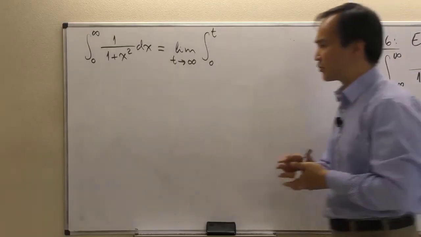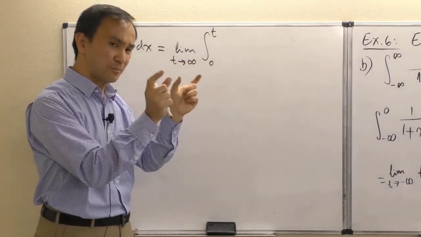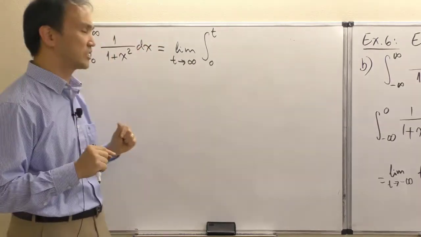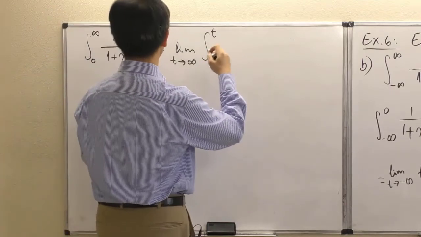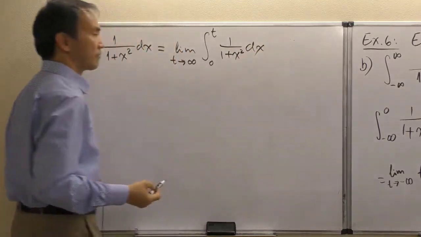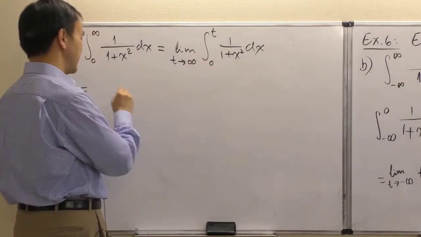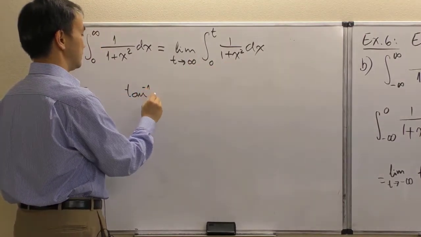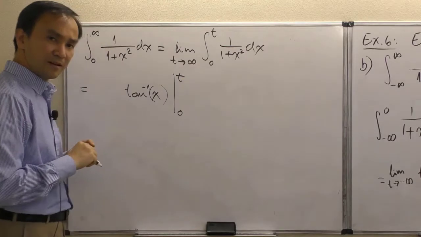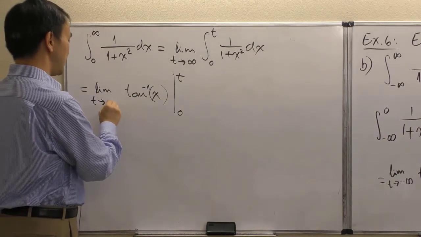That's why I'm encouraging people not to do these two separate improper integrals in the same step, because it could be dangerous. Using the same t can be seriously misleading. So it's a separate problem here, 1 over 1 plus x squared. The antiderivative is going to be tangent inverse of x. I will need to evaluate this from 0 to t, and then take this as a limit, allowing t to approach positive infinity.